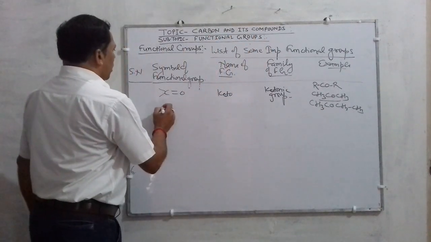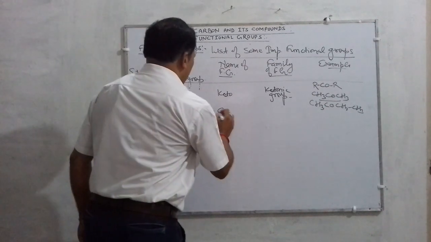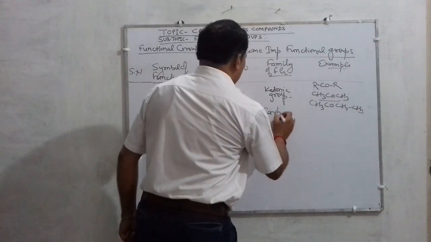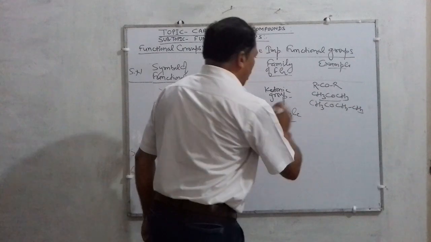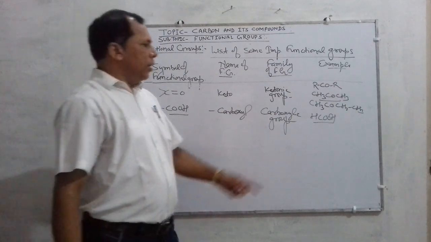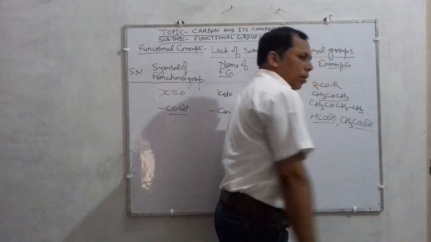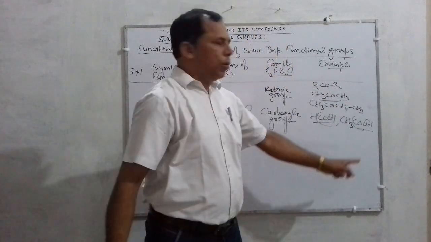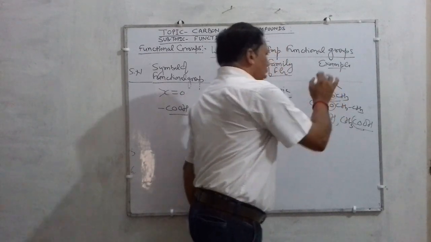Other example of function group can be given COOH called carboxyl, and here write carboxylic group. And example is very simple. You are knowing HCOOH, formic acid, also called methanoic acid. Other example CH3COOH, ethanoic acid or acetic acid. So in this COOH is a function group called carboxyl. In this CO is the function group called ketone.